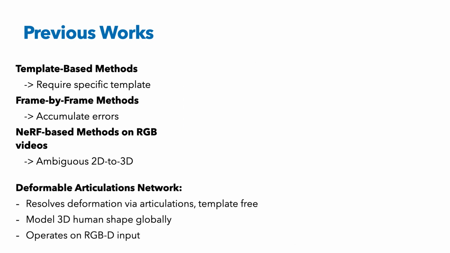We propose the Deformable Articulations Network, which will try to resolve the deformation via the articulations that are figured out per every input video and completely template-free. Secondly, we model the 3D human shape globally to avoid the error accumulation. And finally, our model operates on the RGB-D input to remove the ambiguous 2D to 3D relationship.